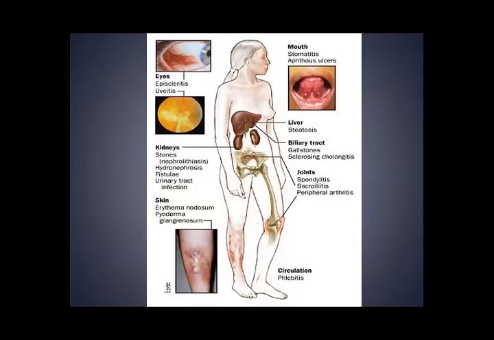Circulation, you can have phlebitis, and these are the systemic manifestations: mouth, skin, joints, liver, kidney, eyes, and local abdominal complications. As we discussed, it may lead to stricture formation, toxic dilatation, cancer transformation, or massive bleeding and perforation.